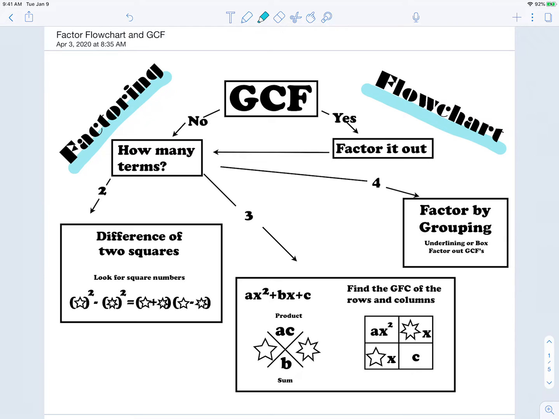So for today, we're going to be focusing on the very top of our factoring flowchart, the GCF. We're going to work our way down from there to decide how many terms something is. So if it's a two-term polynomial, three terms, or four terms, we'll be talking about the different ways to factor. But today is just that main basic step of factoring out a GCF.